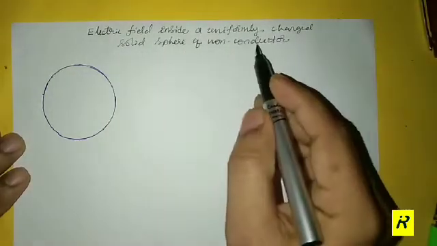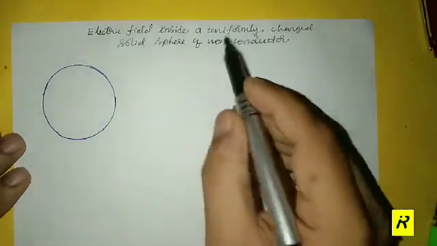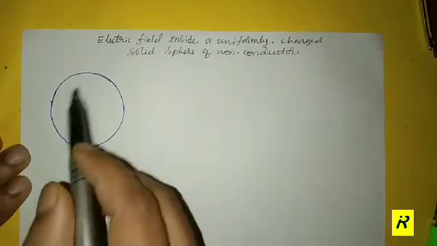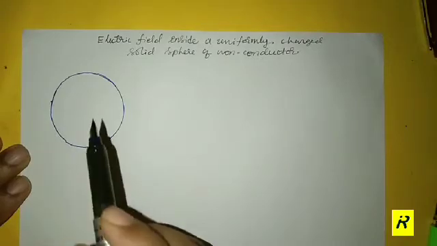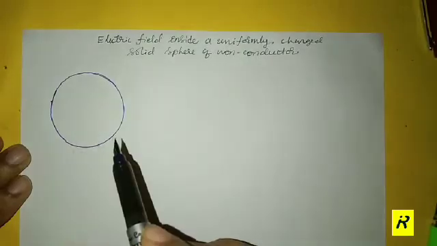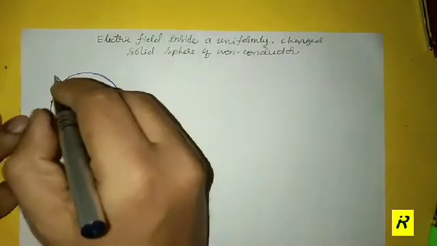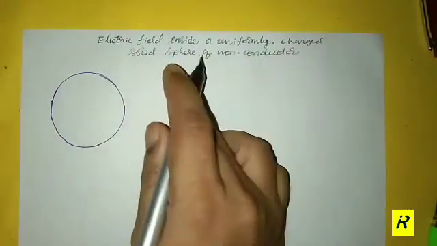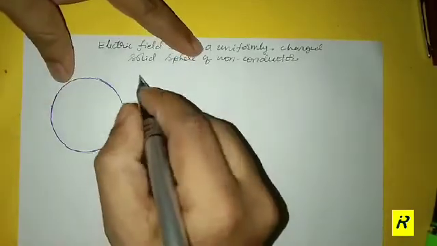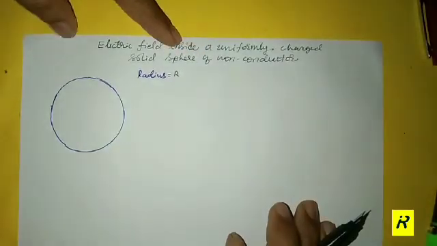Electric field inside a uniformly charged solid sphere of non-conducting material. Okay, so it's a non-conductor. It means the thing you are seeing here is a uniformly charged solid sphere of non-conducting material whose radius is R. Let me say the radius of this material is R.